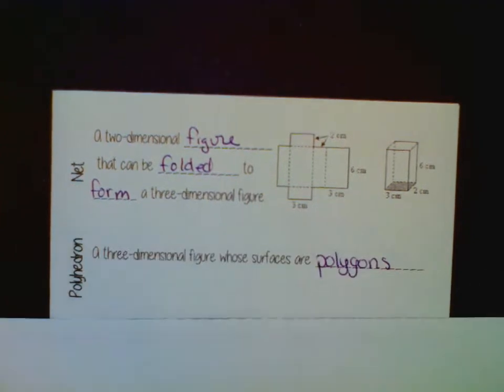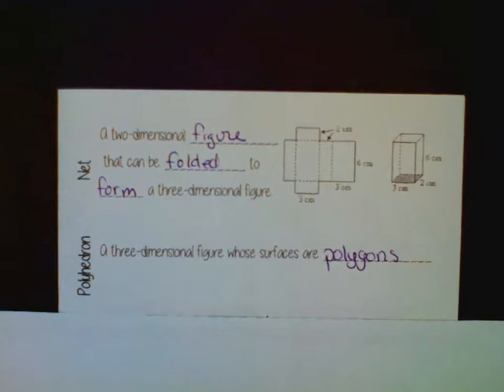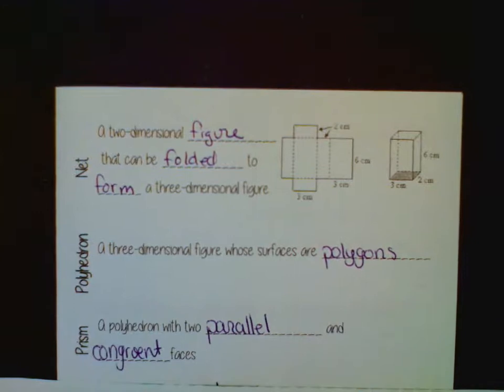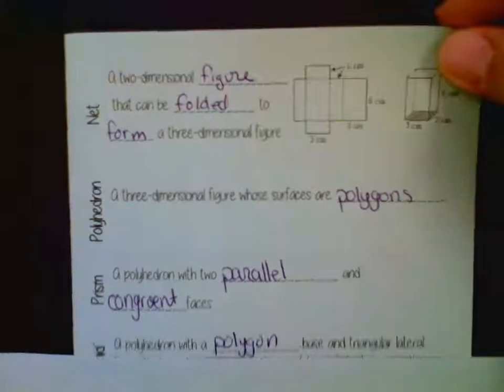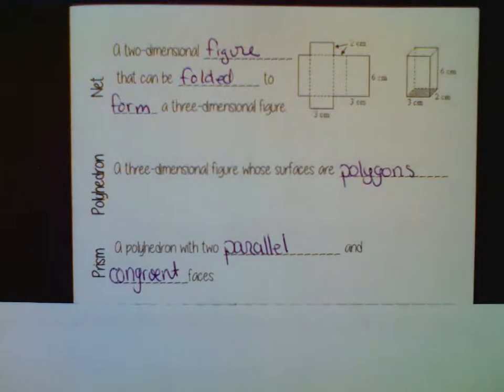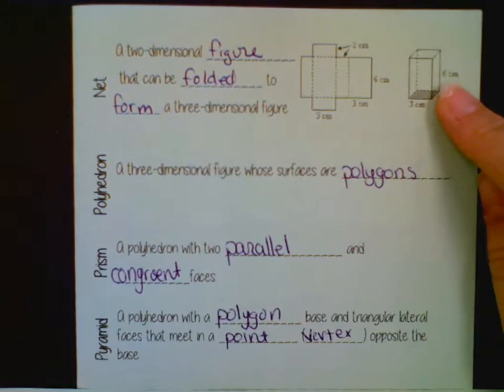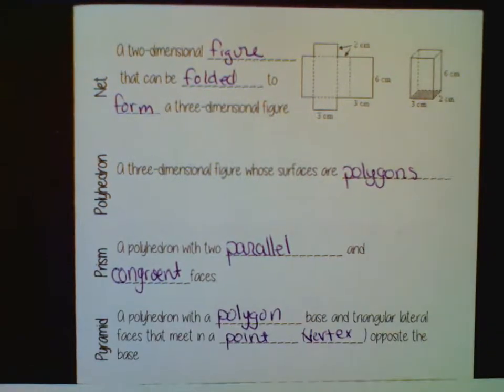A polyhedron is just a three-dimensional shape, so the sides have to be polygons. A prism is a polyhedron where it has two bases, so two flat sides that are parallel to each other, like this shape. That differs from a pyramid because a pyramid only has one base and the other sides meet up in a point, and all the sides are triangles.